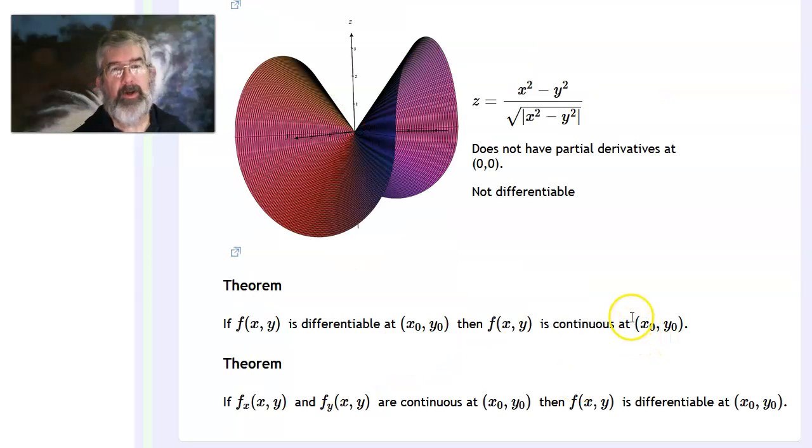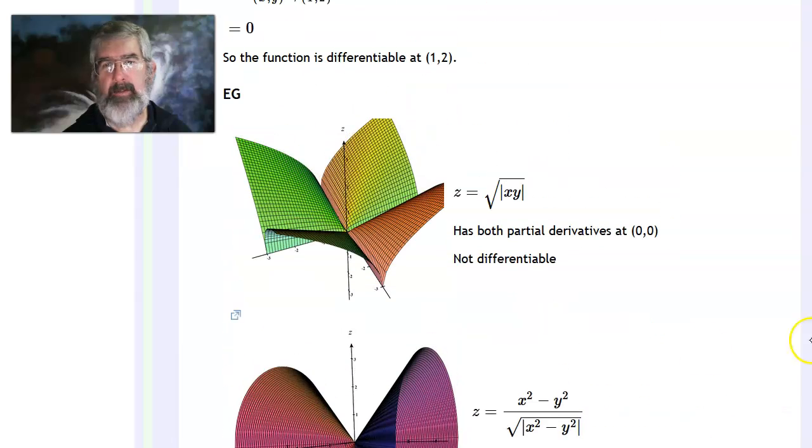And before we're done with this video, I just want to point out two theorems. One is that if f is differentiable at x0, y0, then it must be continuous. This is the same as we had in Calc 1. A differentiable function is a continuous function. Not necessarily the other way around, right? The absolute value, or this function here, once you fill in the hole, that's continuous, but it's not differentiable. But differentiability implies continuity.